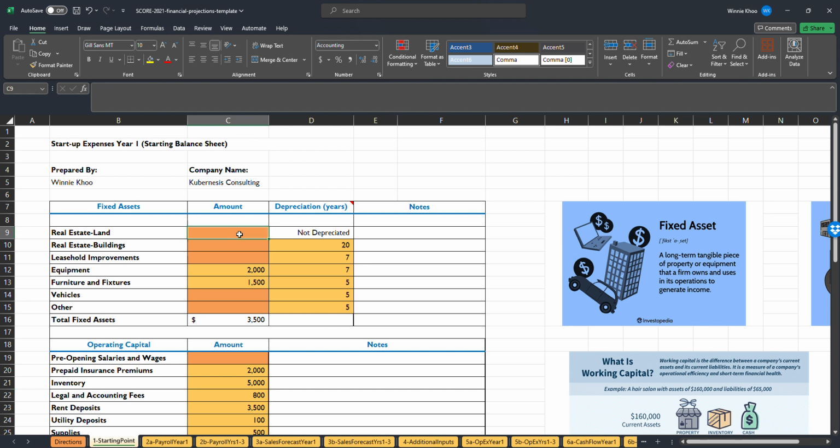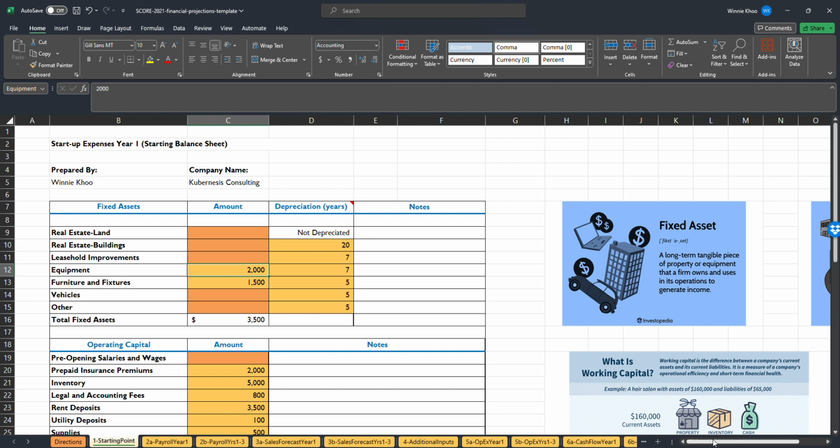Now, some companies may have to actually buy land or buildings. So in the first two sections here, you're going to put the property value, the actual assessed value of this real estate.